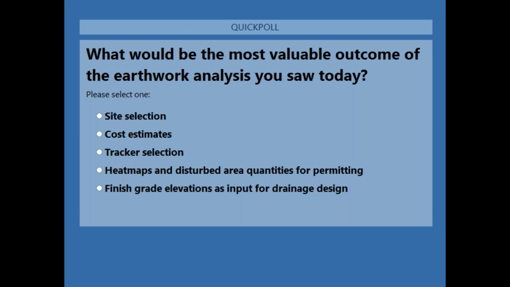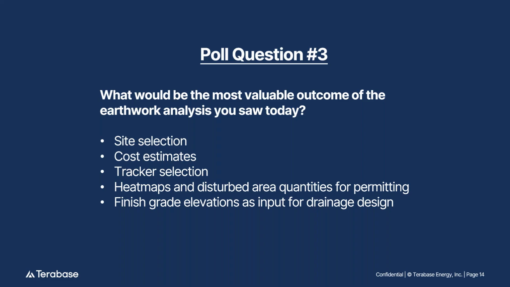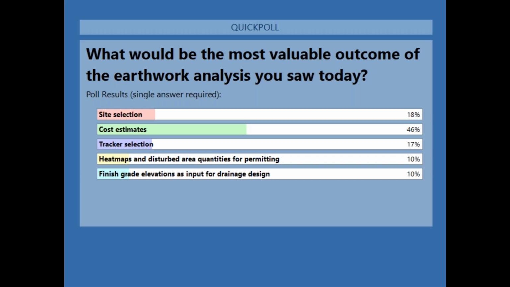So we've got some good results coming in. And it's looking like almost 50% are suggesting that this can be helpful for cost estimates. Another 18% for site selection, another 17% for tracker selection, and then 10% and 10% for heat maps for permitting and finished grade elevations for drainage design. So it's good feedback. We appreciate it.